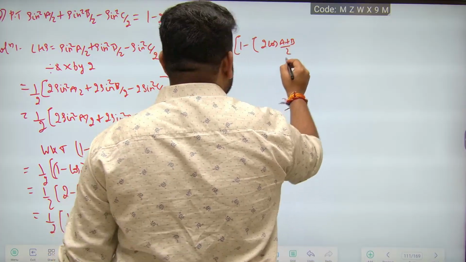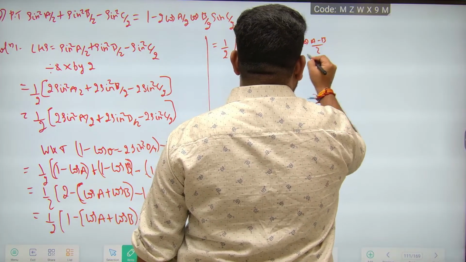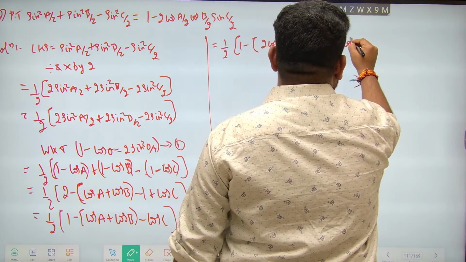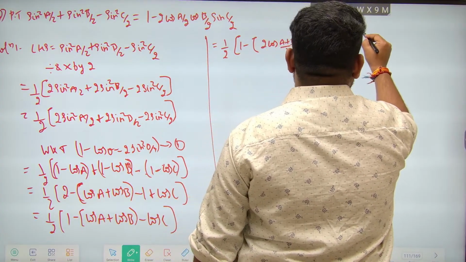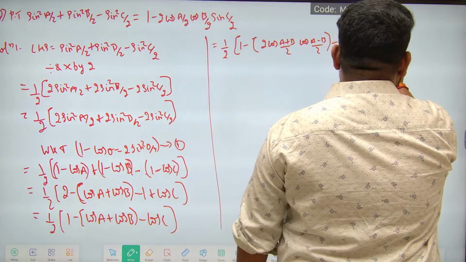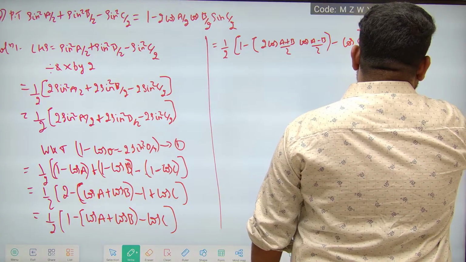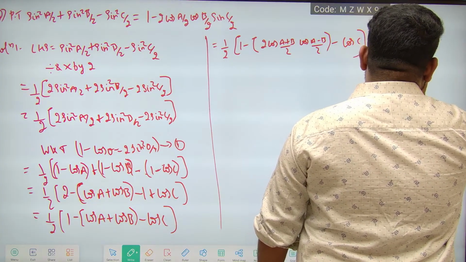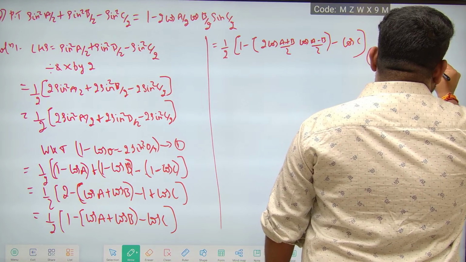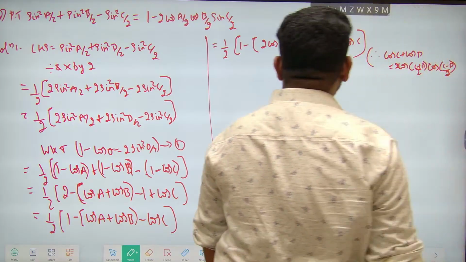Okay, 2 cos (a plus b)/2 into cos (a minus b)/2, within the bracket, minus cos c. This is what I can write. Here definitely I have to write the reason. Therefore, cos c plus cos d is equal to, within bracket I have to write it as 2 cos (c plus d)/2 into cos (c minus d)/2. That is the reason you have to write.